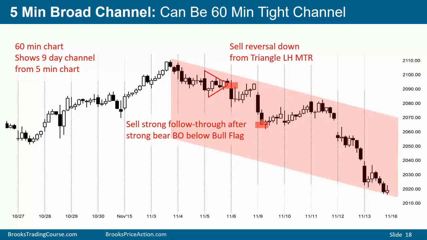Strong follow-through bar, you can even sell the close and put a stop above the top of the most recent bear breakout. Trail stops after each strong breakout to a new low. This becomes a major lower high. You can put your stop just above its high.